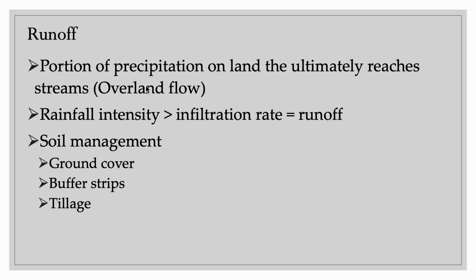So some of the things that we do for that are going to be adding a ground cover, applying a buffer strip so that we can minimize the movement of water off of our property. And in some instances, tillage can actually increase our infiltration rate. Now, we don't want to do tillage a lot, but every once in a while, if we get pans or we have a compacted soil, tillage would be one way that we could increase our infiltration rate.